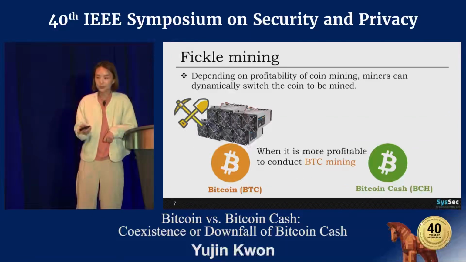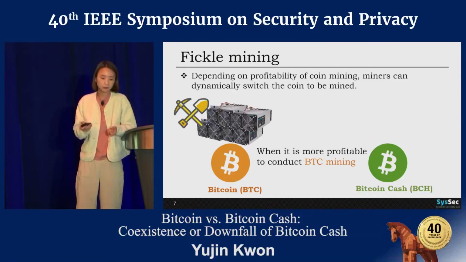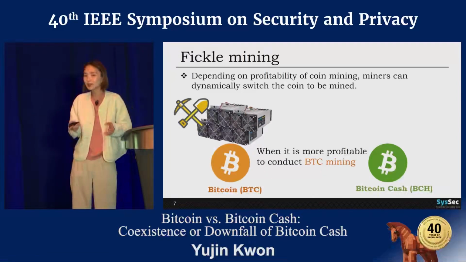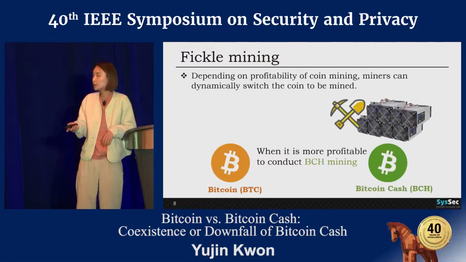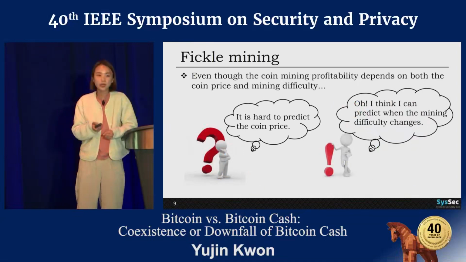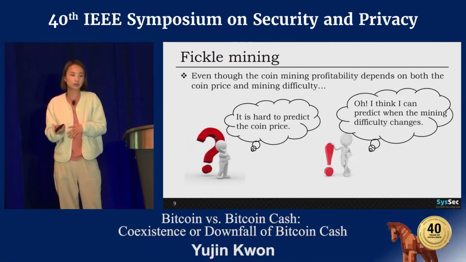Rational miners always pursue a higher profit. So depending on the profitability of coin mining, miners can dynamically switch the coin to be mined. If it is more profitable to conduct BTC mining, then they conduct BTC mining. Otherwise, if it is more profitable to conduct BCH mining, then they conduct BCH mining. Coin mining profitability depends on both the coin price and the mining difficulty. However, we should note that predicting the coin price is quite a bit more difficult than predicting the mining difficulty.